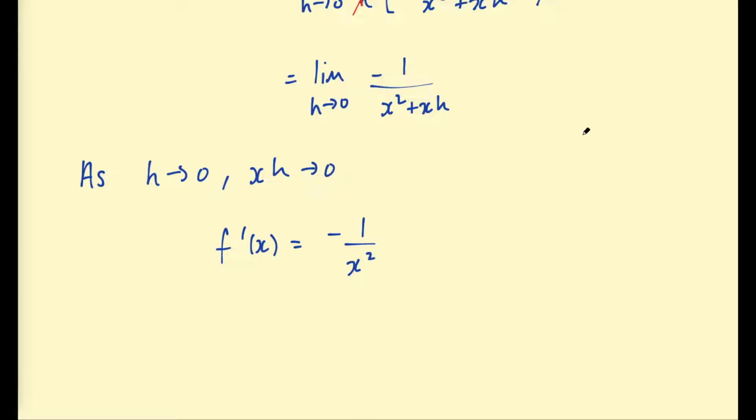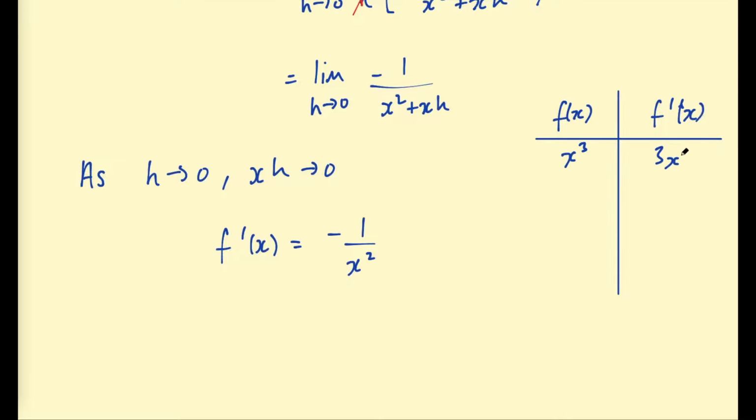Okay, so now I'm going to draw up a little bit of a table with the derivatives we've found so far, and hopefully we can notice a pattern here. So first we started with x cubed. The derivative of that was 3x squared. Then we did 3x squared take 5x. The derivative of this was 6x take 5. Then we did x to the negative 1, and another way of writing this is negative x to the negative 2. So that was the derivative there.